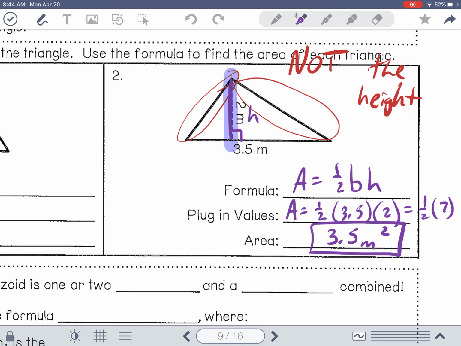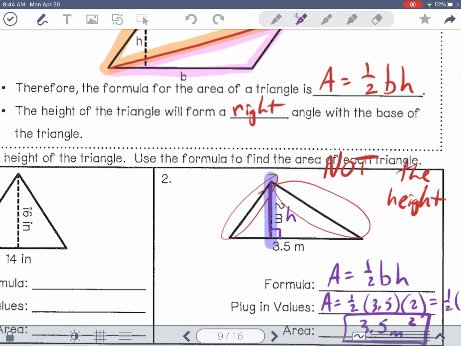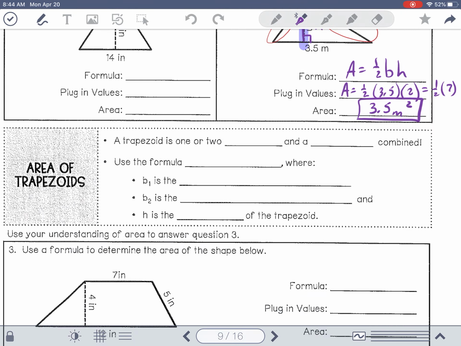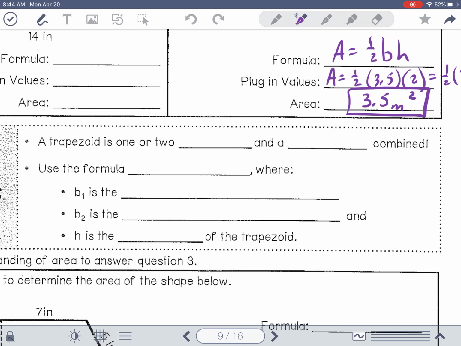Very good. Let's wait and see who would catch it. Meters squared. Excellent. Area is always squared. That's a triangle. Take a snapshot of this example problem. Let's go ahead and look at the trapezoid. We're going to zip right through this.